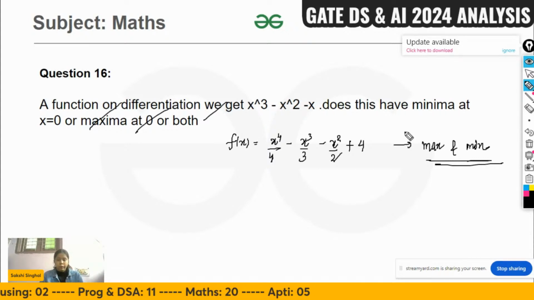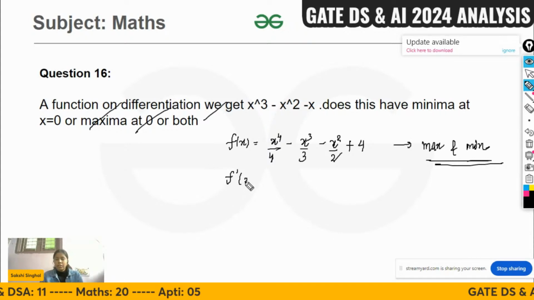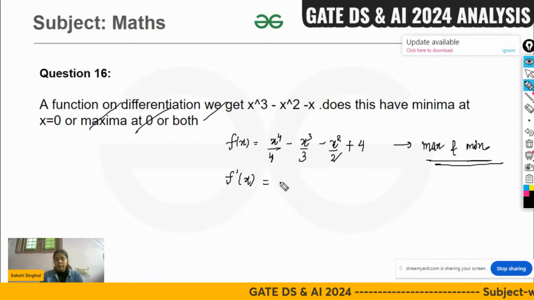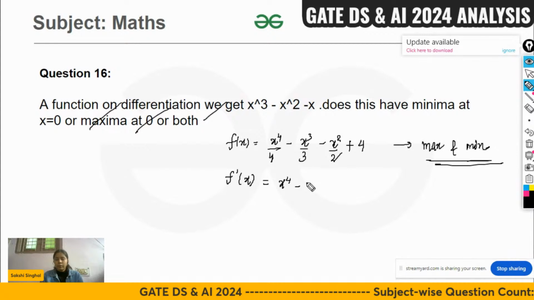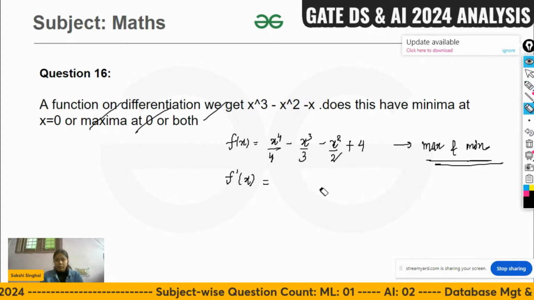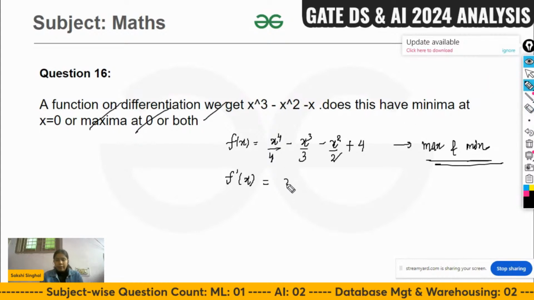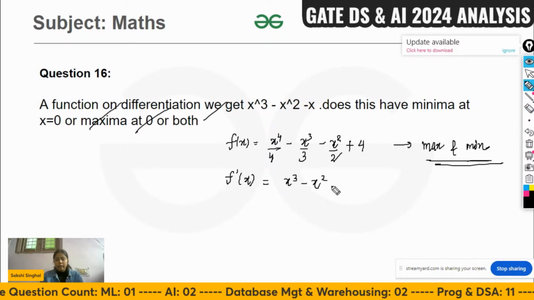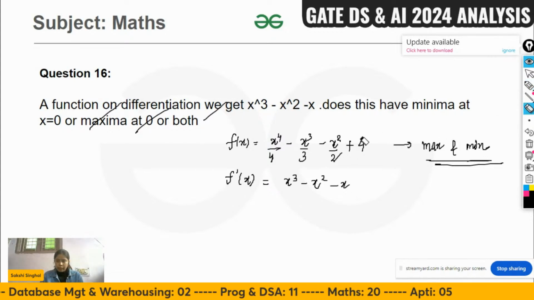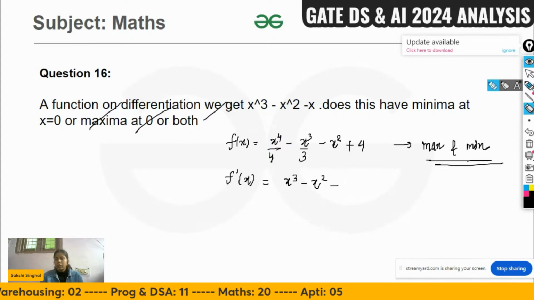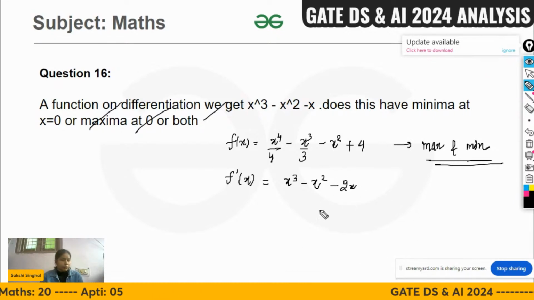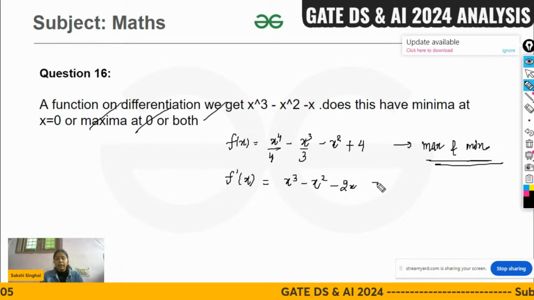So what would you do? You would find out the differentiation. If you differentiate, that would become x cube minus x square and minus x. Guys, tell me, would the upon 2 be there or not? Would it be minus 2x? Yeah, this was the question, right? So now I have to find out the critical points.